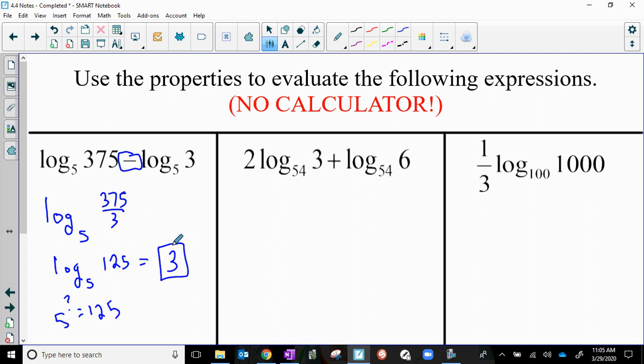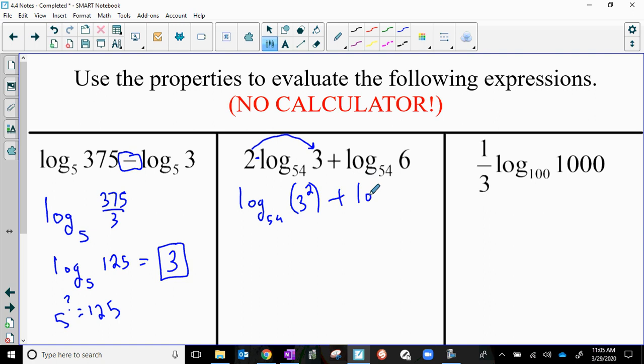54 raised to a power of 3 or 6, that's irrational. I don't know what that value is. So what I'm going to try to do is condense it down and maybe get something I'm used to. So we have 2 times a log, so we got 2 times an exponent. So let's say, hey, we got an exponent times an exponent. So what I'm going to do is raise the exponential statement 3 to the second power.